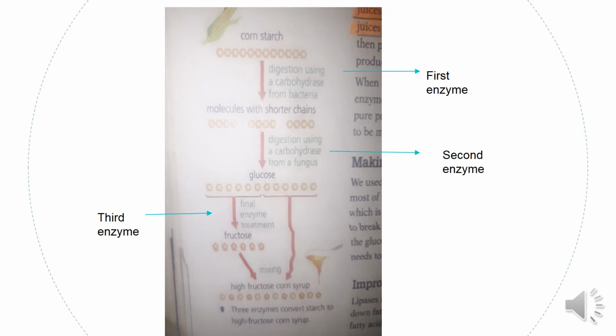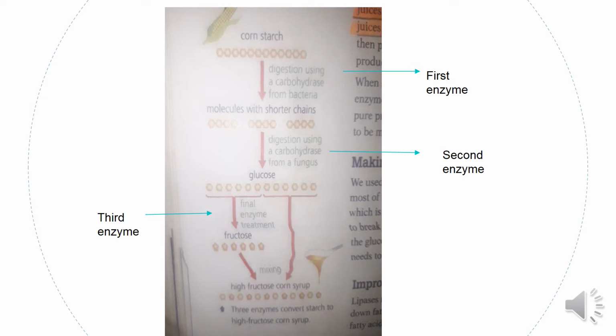This is a diagram I took from the book. Okay, it is going to show us the process of changing the cornstarch from the top into high fructose corn syrup. Okay, we have three main enzymes acting on the cornstarch to convert it. At the beginning, we have cornstarch at the top, and then the digestion using carbohydrase, because carbohydrase is the enzyme that acts on the starch to convert it into a much simpler molecule.